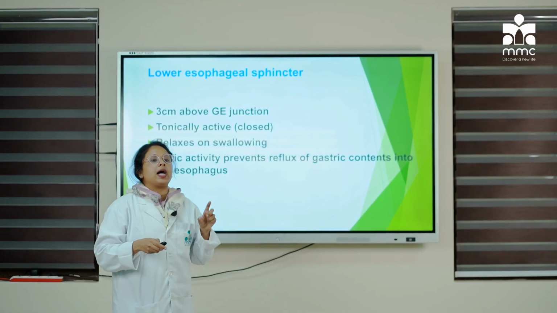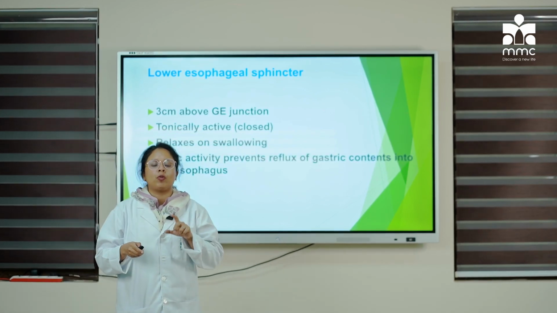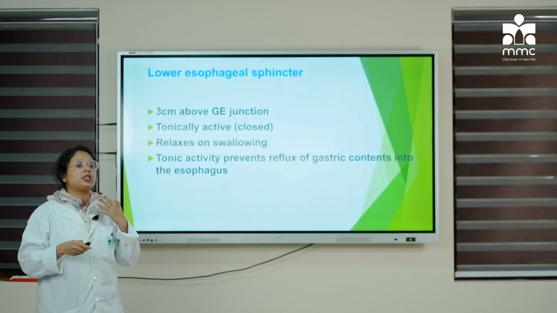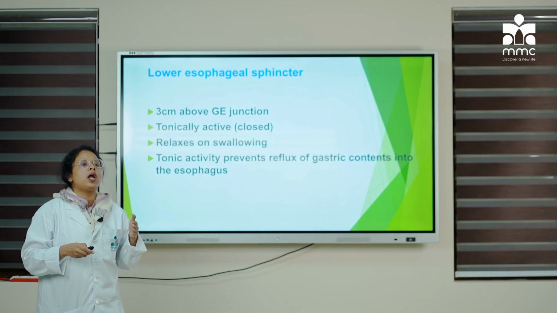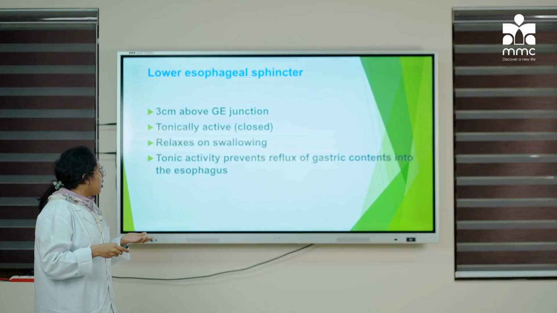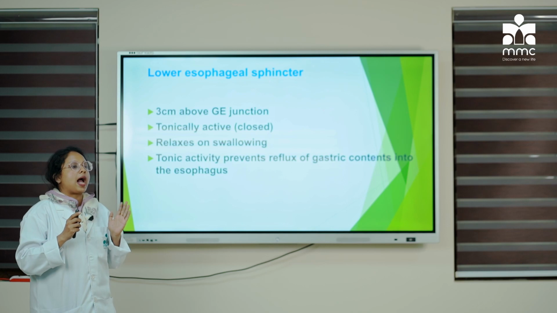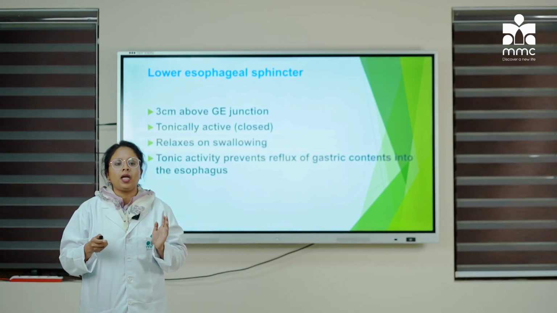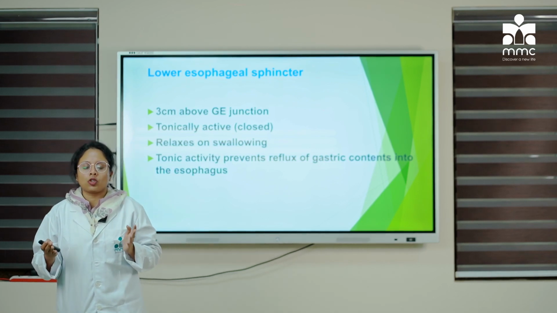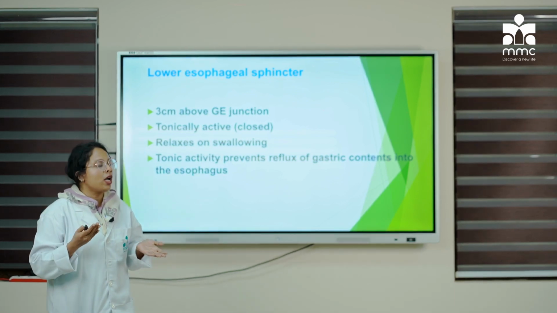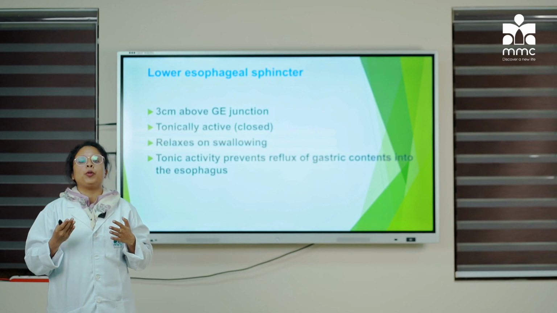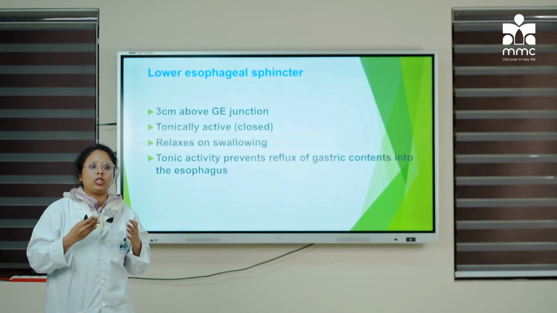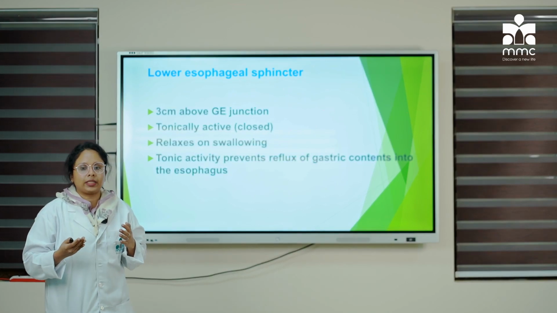Now, the food has reached the lower esophageal sphincter. A few words about the anatomy of the lower esophageal sphincter. Where is it located? It is located 3 cm above the gastroesophageal junction. It is tonically active, always closed. Why is it always closed? If it is not closed properly, the food content inside the stomach will regurgitate back into the esophagus, causing damage to the mucosa of the esophagus, which is the basis of the pathophysiology of gastroesophageal reflux disease, which I will be explaining.